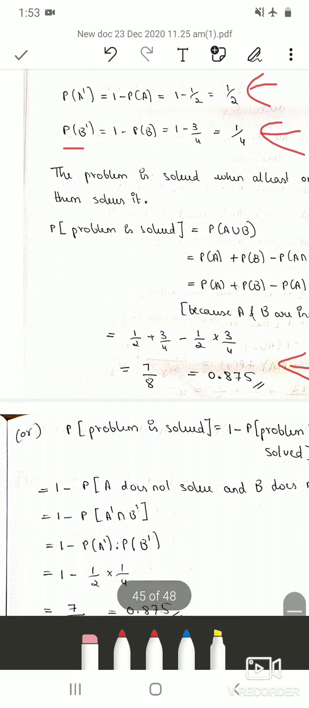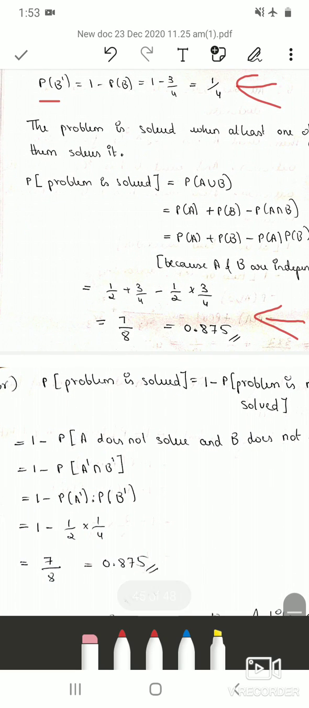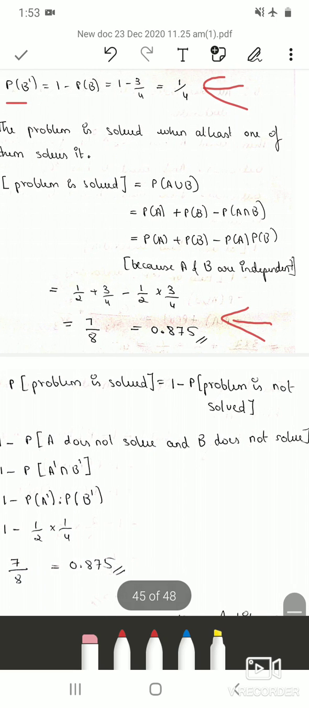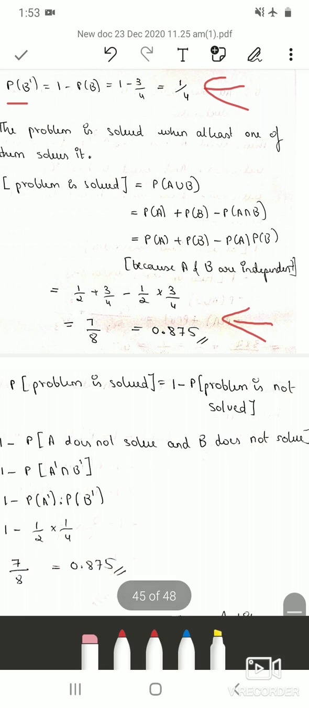We can solve this in another method, that is, the probability that the problem is solved is 1 minus the probability that the problem is not solved. That is, we are taking the complementary event.